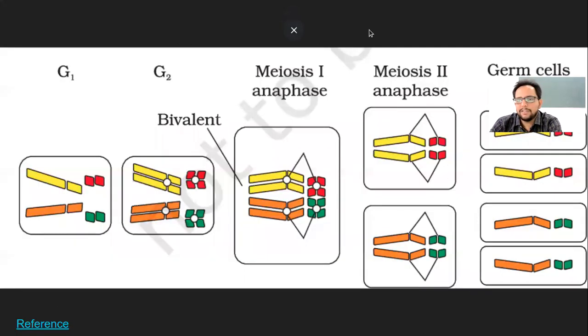Now this is what is explained in this particular diagram. We already know there are G1, G2 and other phases, so this is the interphase shown. Then after interphase, it enters meiosis 1, the anaphase 1 of meiosis 1. In this, the chromosomes are getting separated. They are being pulled apart.